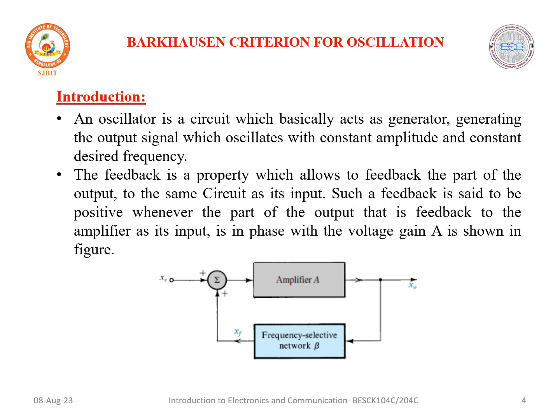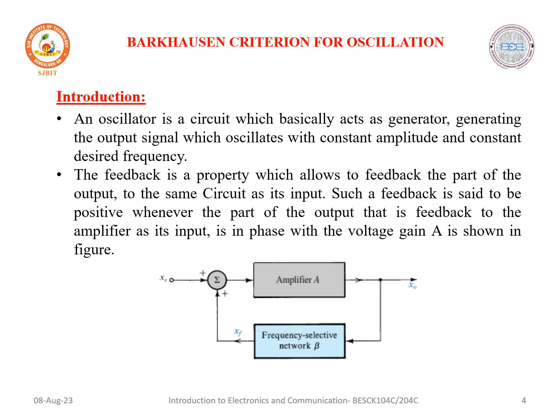Consider the oscillator part, in which the condition for oscillation is the Barkhausen criterion for oscillations. An oscillator is a circuit which basically acts as a generator. The output signal oscillates with constant amplitude and constant desired frequency. Oscillator is a device that produces continuous and periodic waveform without taking any external input signal.